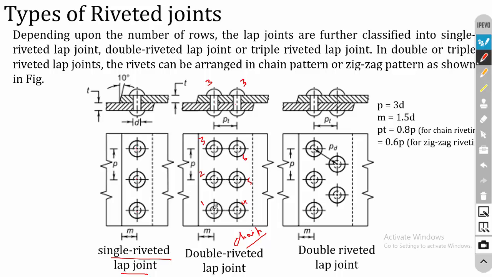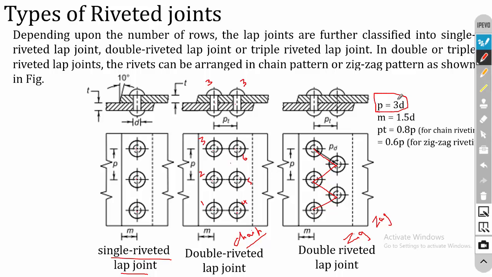So here the two rivets are like a chain structure. In the case of a zigzag joint, it will be like a Z. So this is a double riveted lap joint with zigzag riveting. This is a double riveted joint with chain riveting. This is zigzag riveting. Okay, fine. So in the case of a lap joint, the pitch is 3 times the diameter of the rivet.